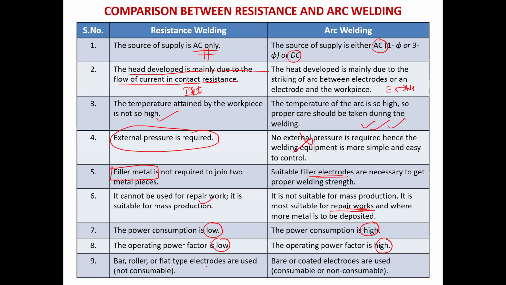Bare roller or flat type electrodes are used. It's not consumable, whereas both consumable and non-consumable are valid here. Bare or coated electrodes are used. That's the main thing. Don't forget it. We can use Joule's law of heating, I square R T, whereas this one uses the ionization process. That's it. Make a note. It's a simple question. If you can't remember anything, just go through Joule's law of heating and the ionization process. That's enough for both types of welding. And one more thing: resistance welding is only for AC, whereas arc welding we can use for both AC as well as DC. In terms of resistance welding, we can use a transformer compulsorily.